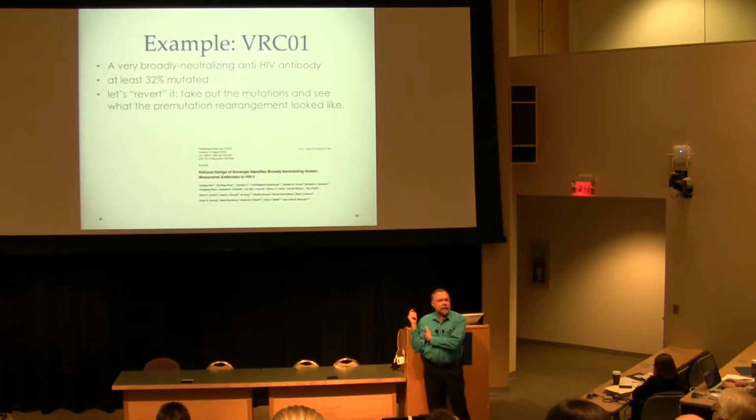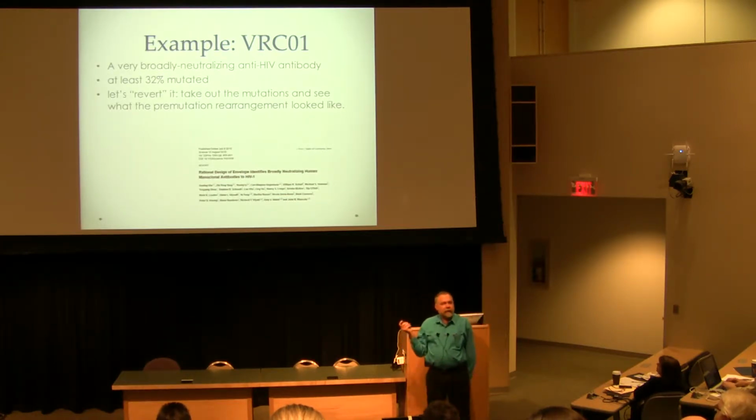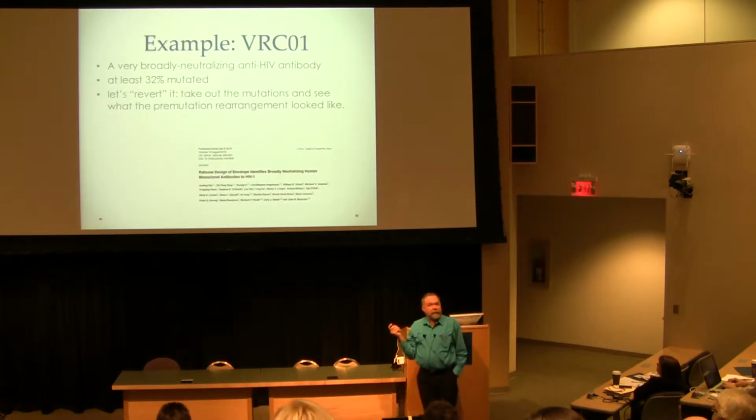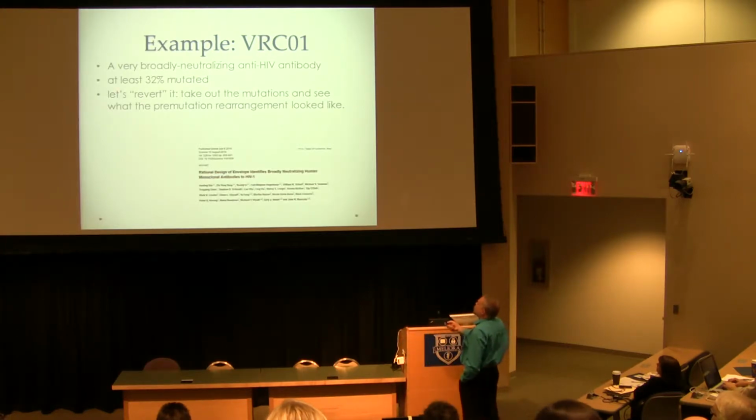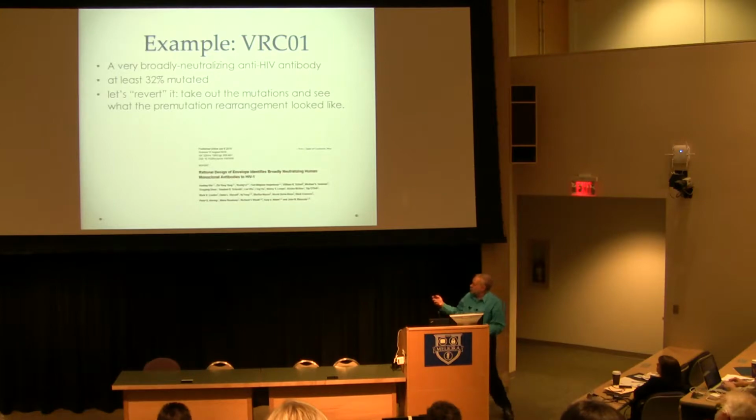32% of the nucleotides are not what they were when it was first rearranged. This is an extraordinarily high level of mutation. And so it seems clear that affinity maturation has something to do with the properties of this antibody. And so we are very interested indeed in understanding exactly what happened to this antibody during its life. So what we want to do is revert it. Let's take out the mutations and see what the pre-mutation rearrangement looks like. And by the way, this is what the discoverers did in this paper as well. John Mascola is the senior person there.